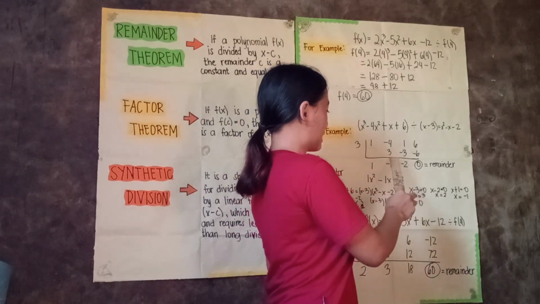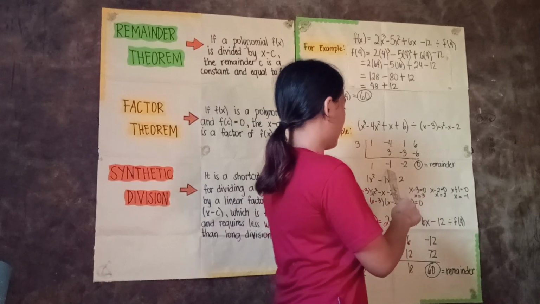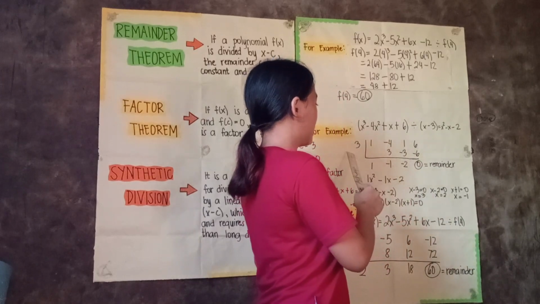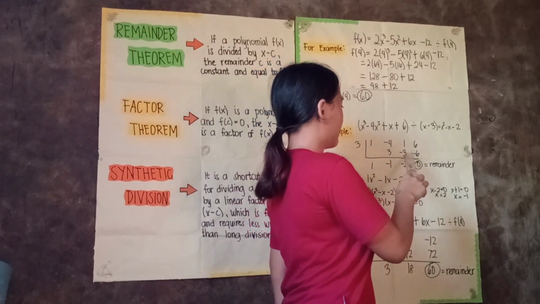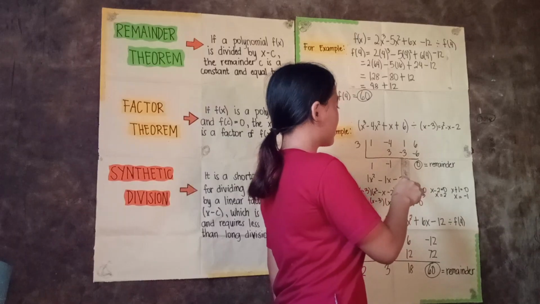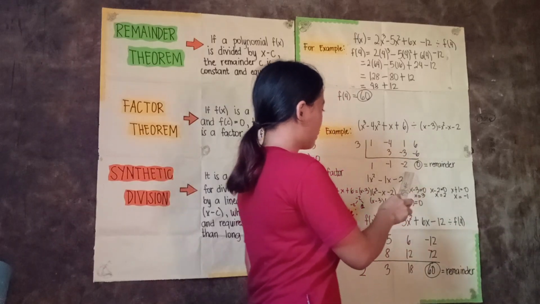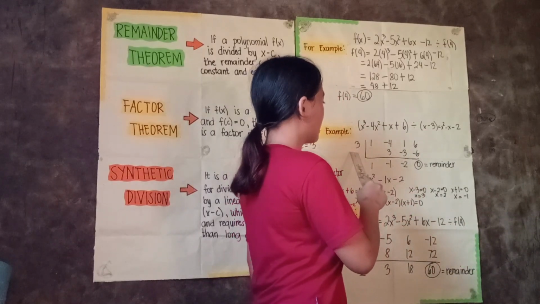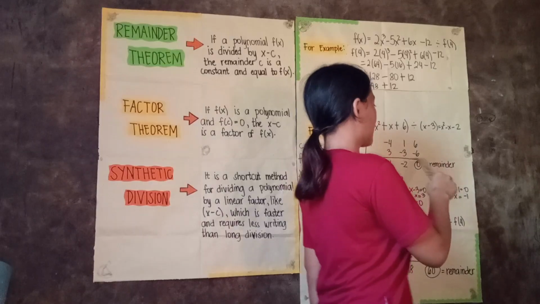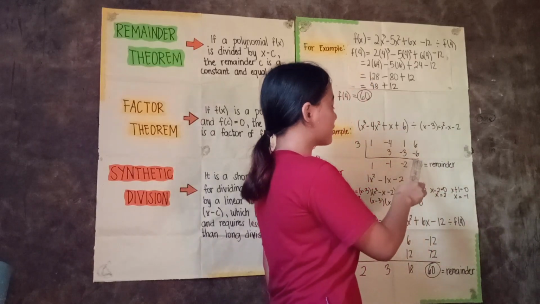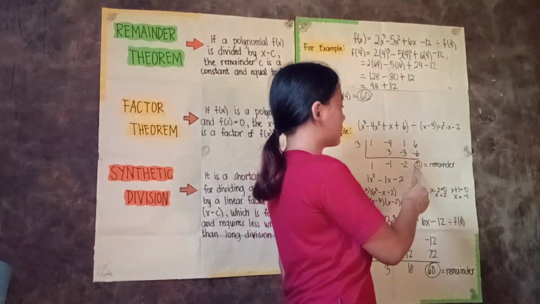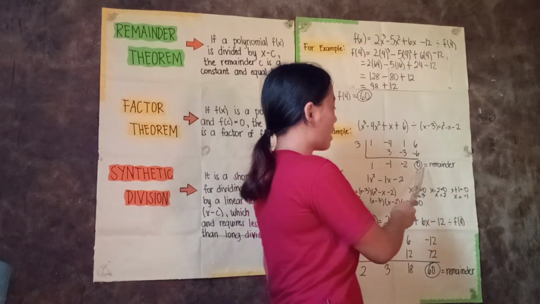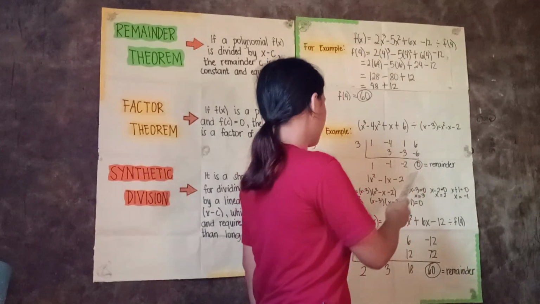4 plus 3 is equal to negative 1. Negative 1 times 3, we got negative 3. Then 1 plus negative 3, we got negative 2. Negative 2 times 3, we have negative 6. 6 plus negative 6, so the answer is 0. So our remainder is 0.